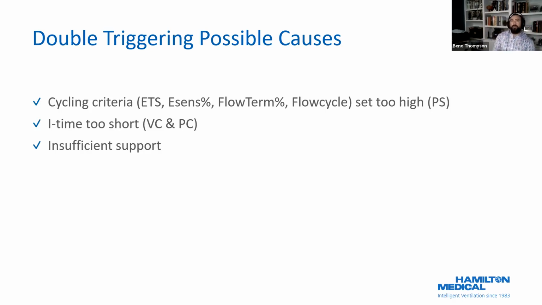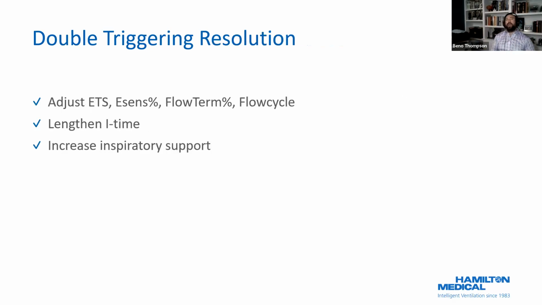If you're in a control mode, it's very simple. Eye time's too short, right? Or you could be giving insufficient support. Say your patient wants 600 cc's, you got them set for 450. They're gonna keep trying to get that extra 150 after it cycles into exhalation, right? Yep, sure are. So, how do we fix it?